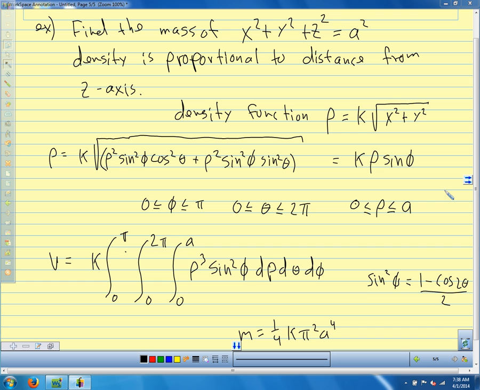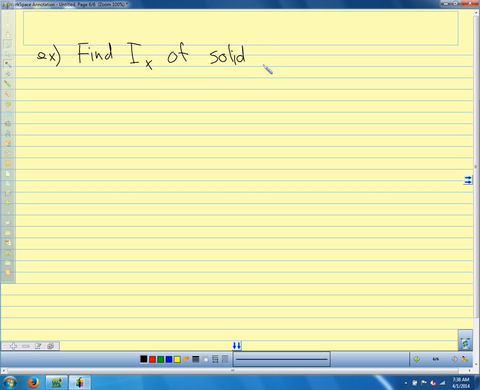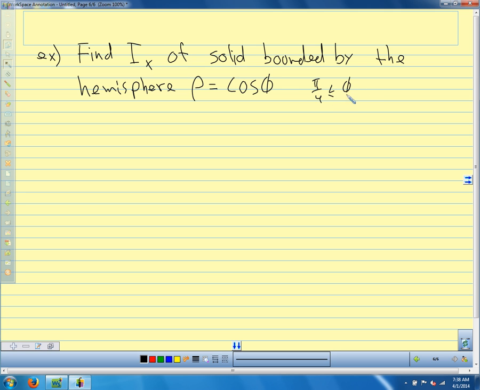All right, let's look at one more example. We want to find I sub x, the moment of inertia about the x-axis of the solid bounded by the hemisphere rho equals cosine phi, pi over 4 less than or equal to phi less than or equal to pi over 2, and the cone phi equals pi over 4.